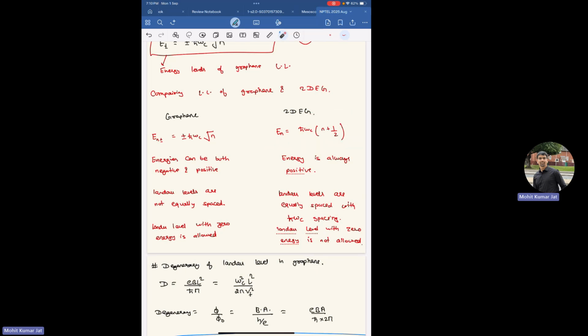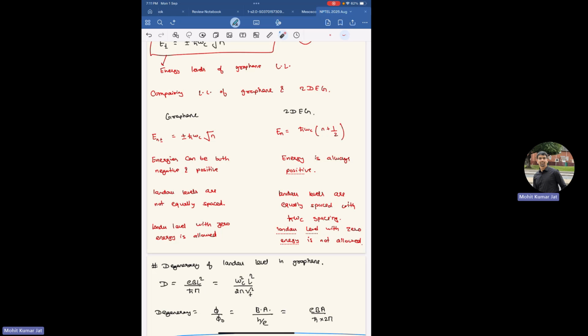Then, the Landau levels here are not equally spaced, but in case of 2D they are equally spaced. Here the Landau level with zero energy is allowed, but in case of the two-dimensional electron gas, Landau levels with zero energy are not allowed. Minimum energy is h bar omega c by 2. So that's the vital difference between the Landau levels of graphene and the conventional 2D.